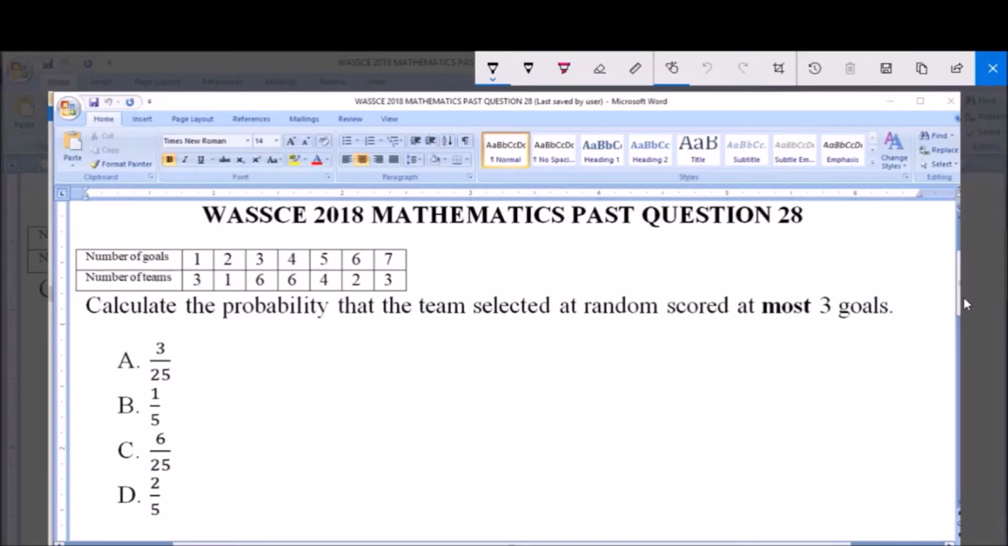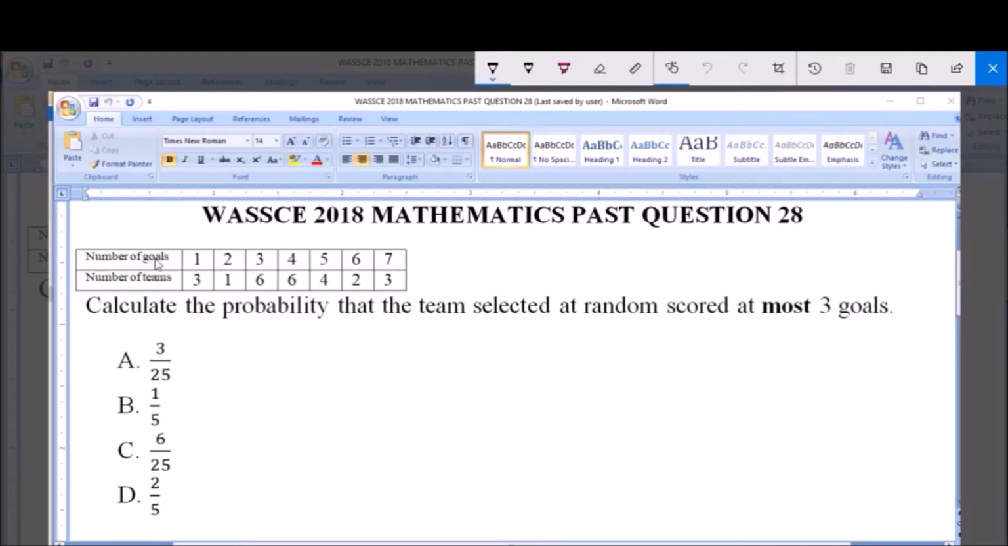Hello, good day and welcome. I will be answering WASSCE 2018 Mathematics Past Question 28. Calculate the probability that a team selected at random scored at most 3 goals. Data is given in this table. Now this table consists of the number of teams and the respective goals scored by these teams.